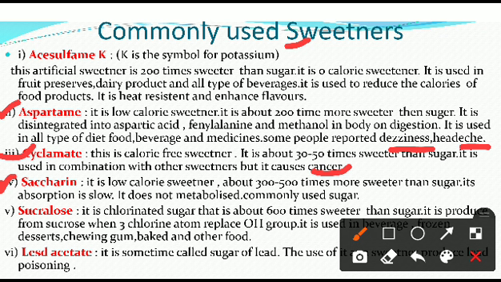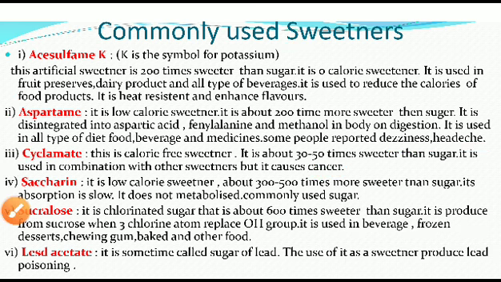Next is sucralose. Sucralose is a chlorinated sugar that is about 600 times sweeter than sugar. It is produced from sucrose when 3 chlorine atoms replace OH groups. It is used in beverages, frozen desserts, chewing gum, baked and other foods.